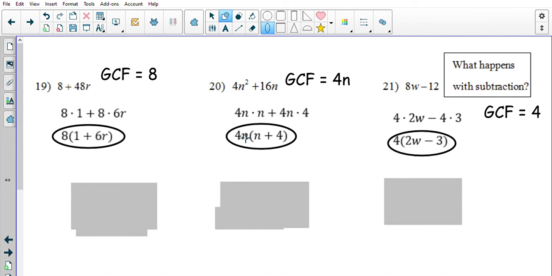I've had some students ask, can we add the opposite before factoring? Absolutely. You'll just have 2w plus negative 3 inside the parentheses. I don't suggest when you're factoring expressions to add the opposite since you're not moving things around, but you can do it.